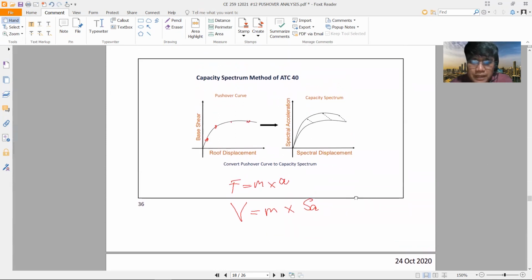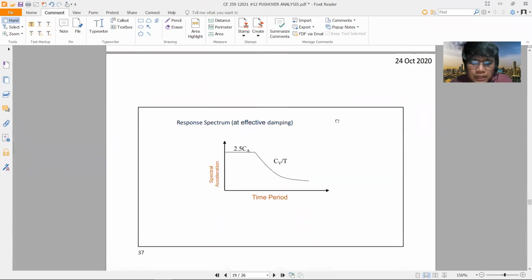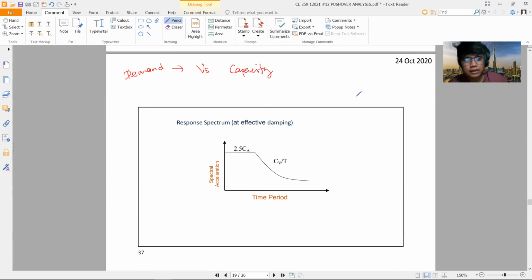Okay, so yun yung capacity. Ito yung capacity ng ating structure. Okay, so paano natin malalaman yung demand? The basic of structural engineering is to compare the demand and the capacity, di ba? Demand versus the capacity. Okay. So paano malalaman yung demand? Yung demand, tama. Paano malalaman yung demand?